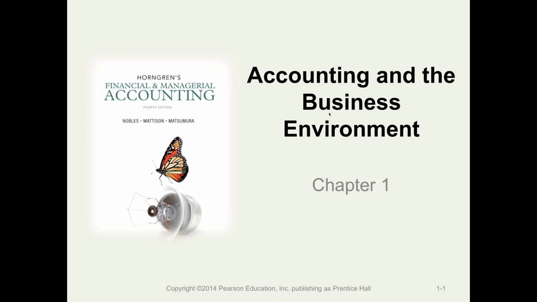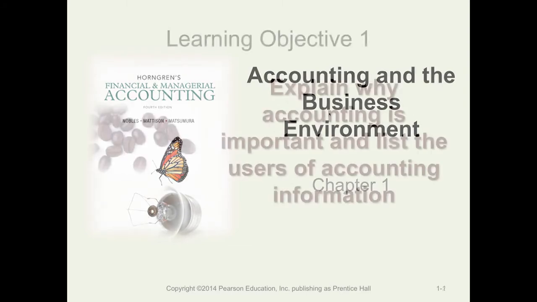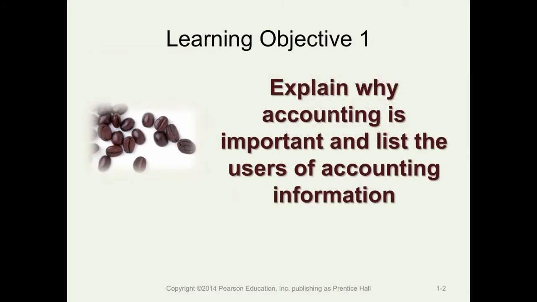In Chapter 1, we are going to be dealing with the basics of accounting and the business environment in which accounting operates. Our first learning objective is to explain why accounting is important and list the users of accounting information. To explain why accounting is important, we need to start with a definition and understand how individuals use this information to make rational economic decisions.